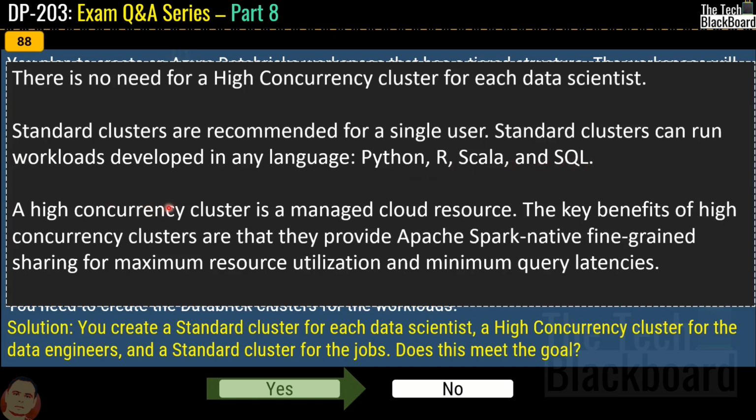And then a high concurrency cluster is a managed cloud resource. The key benefit of high concurrency clusters is that they provide Apache Spark native, fine-grained sharing for maximum resource utilization and minimum query latencies. So that was the quick logic on choosing yes this time for this solution.